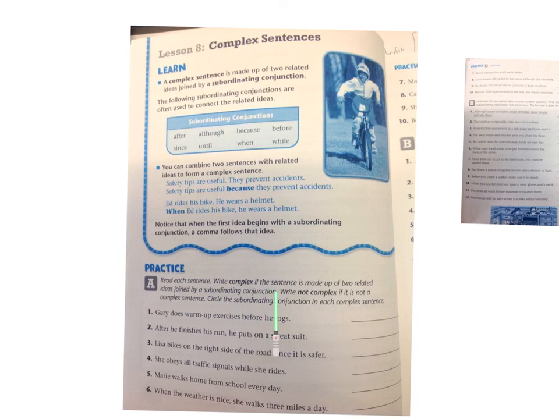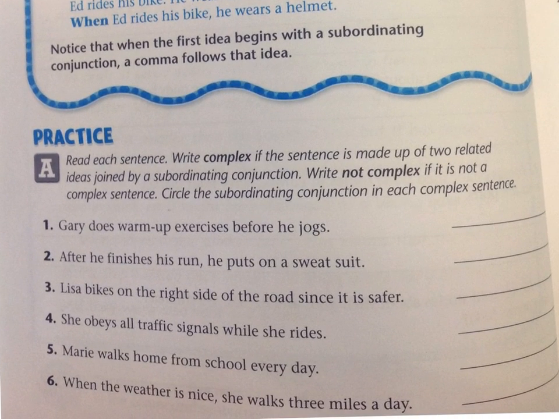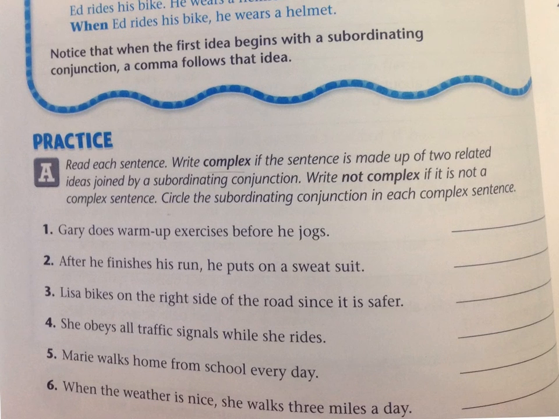Next, the practice. Read each sentence. Write complex if the sentence is made up of two related ideas joined by a subordinating conjunction. Write not complex if it is not a complex sentence. Circle the subordinating conjunction in each complex sentence. So for these, once again, if the sentence is complex, then it's two related ideas. Write not complex if it is not a complex sentence. And then we're going to circle the subordinating conjunctions.